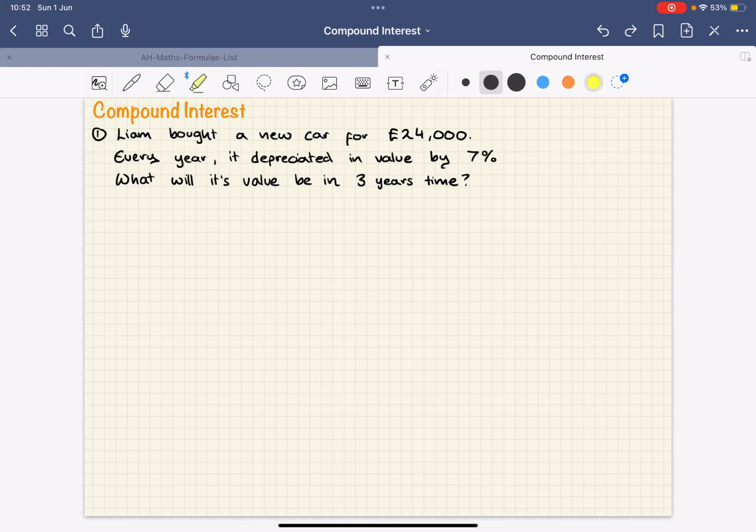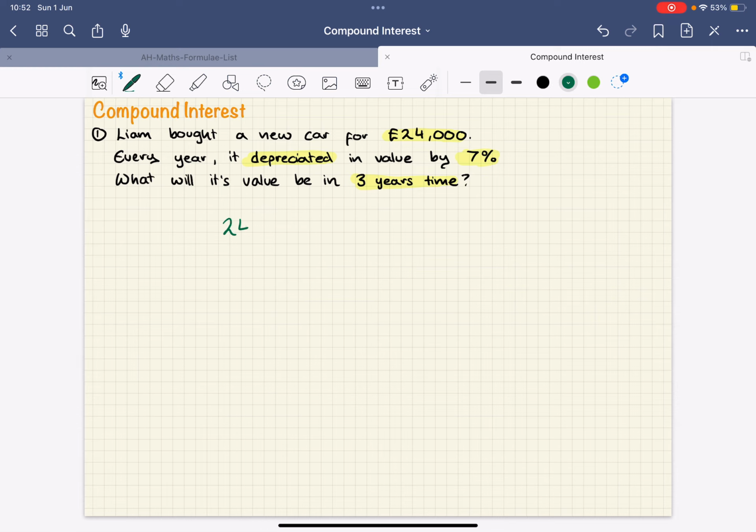So let's first identify the important factors. The fact that we're starting off with this £24,000, the fact it's going down, depreciate means going down, appreciate is going up, and so it's going down by 7% over the course of 3 years. So essentially, we're going to make use of our percentage multipliers.